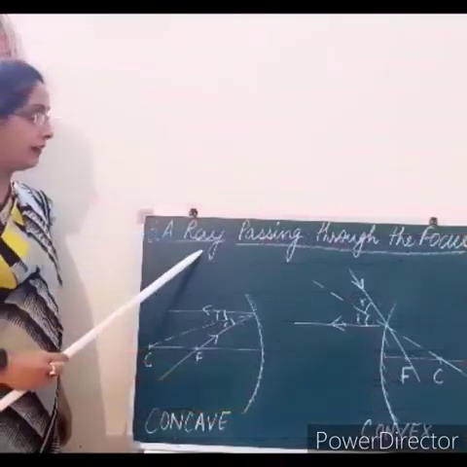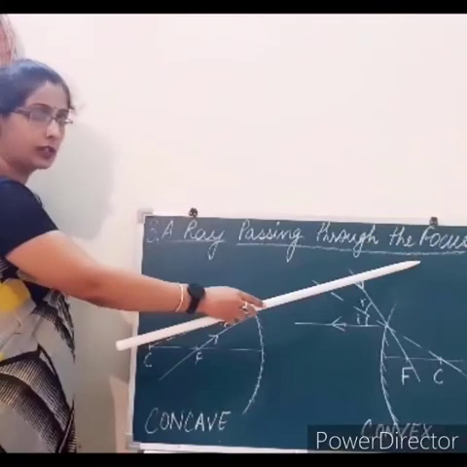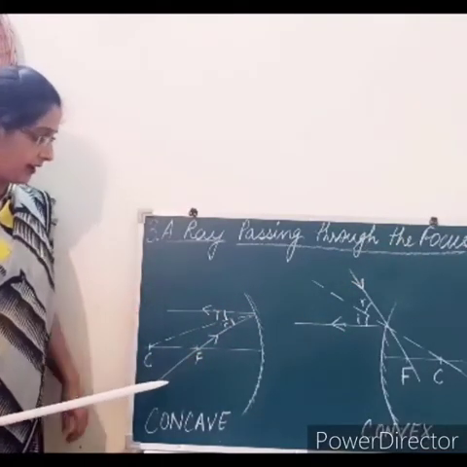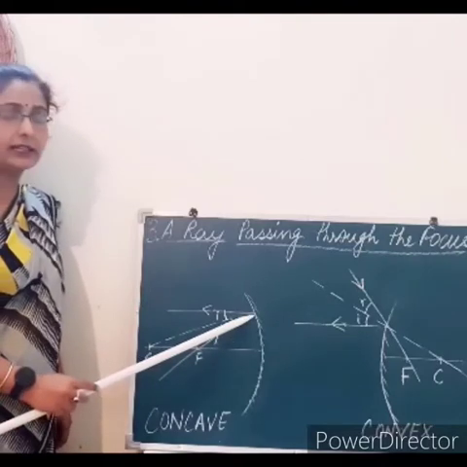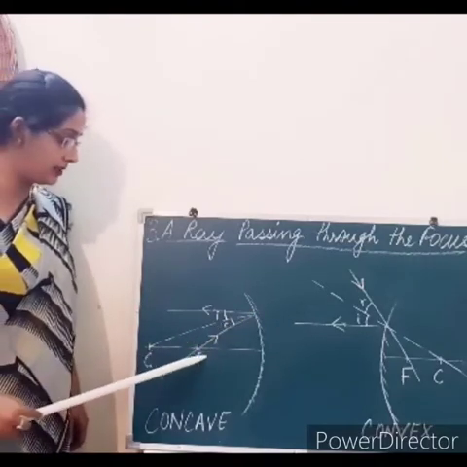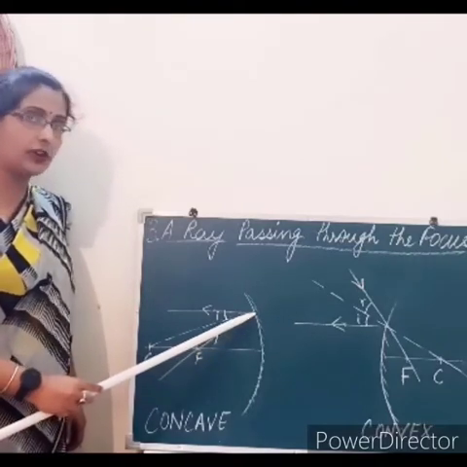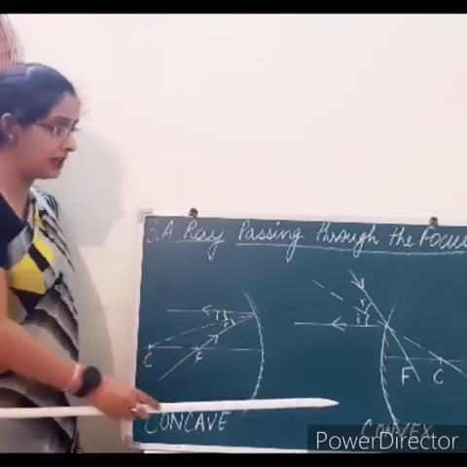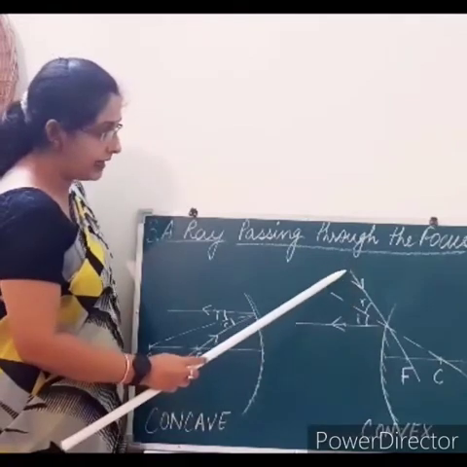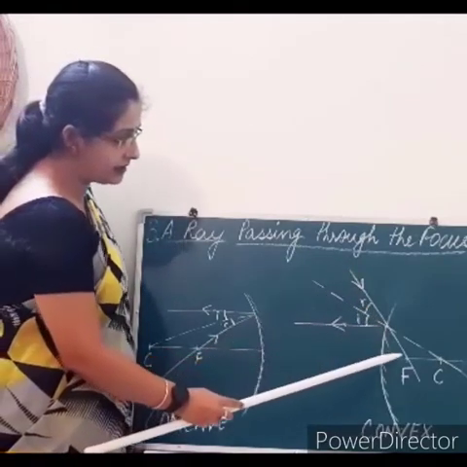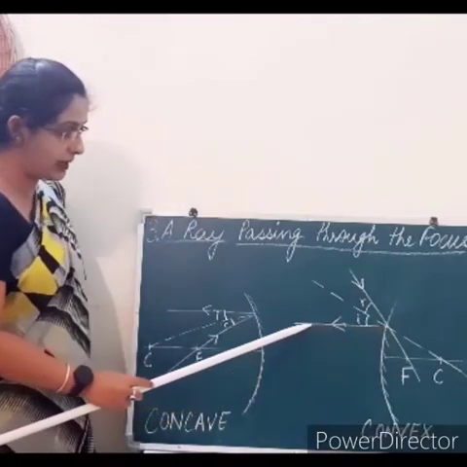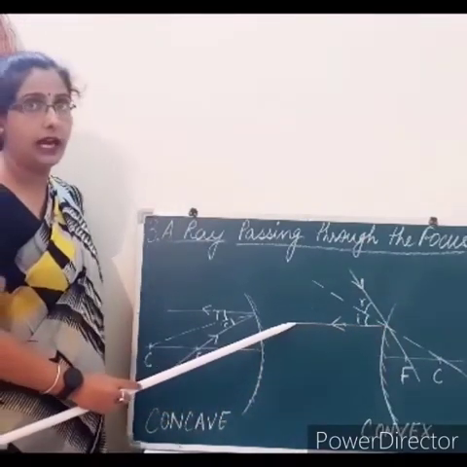Third will be a ray passing through the focus. Now it is just opposite to the second ray. Whenever a ray will pass through the focus, that is incident ray is going to pass through the focus, the reflected ray will become parallel to the principal axis. Same here in case of convex mirror, an incident ray is passing through the focus when extended back. The reflected ray is going to become parallel to the principal axis.